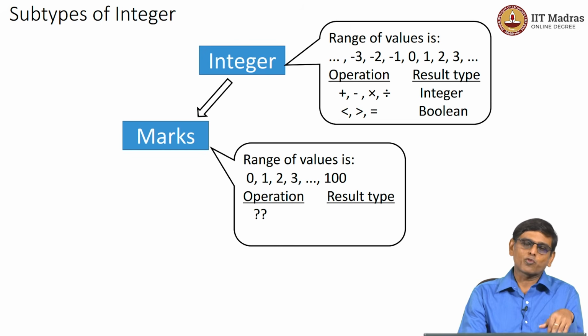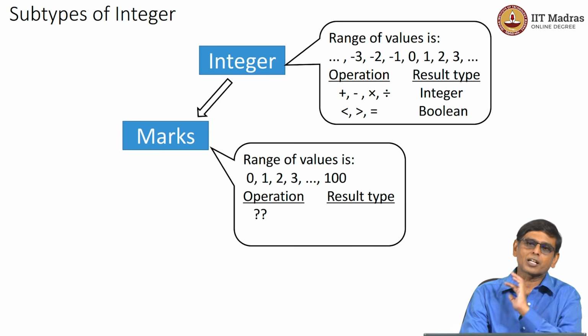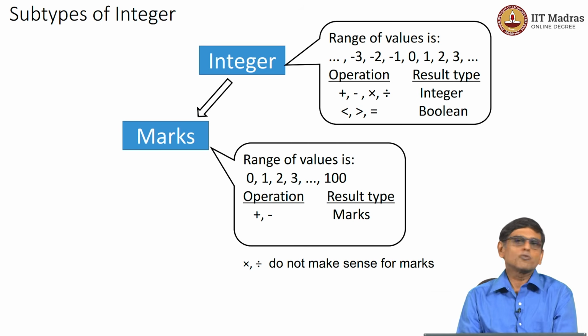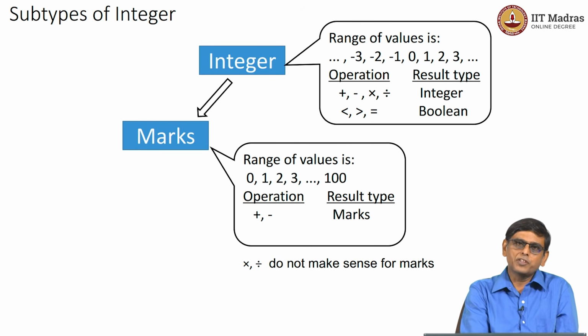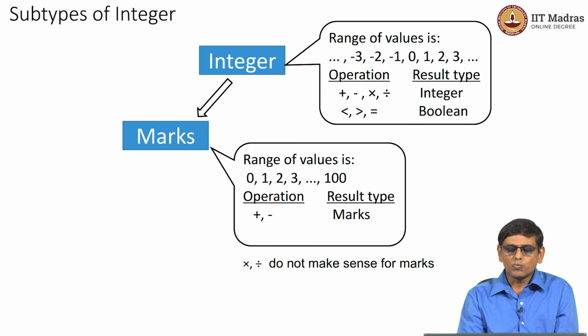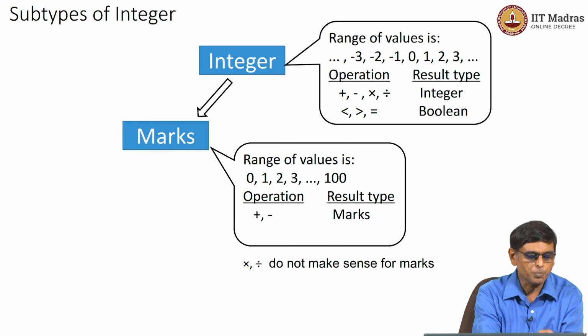Maybe the minimum mark is 40, the maximum mark is 90. So students have got between 40 and 90, so a 50 mark range. You could find the difference also, which probably makes sense, but multiplication of marks definitely does not make any sense, and division of one mark by another mark also does not make any sense. So we want to restrict the operations on marks to only addition and subtraction.